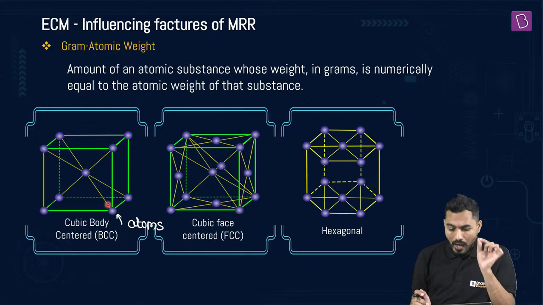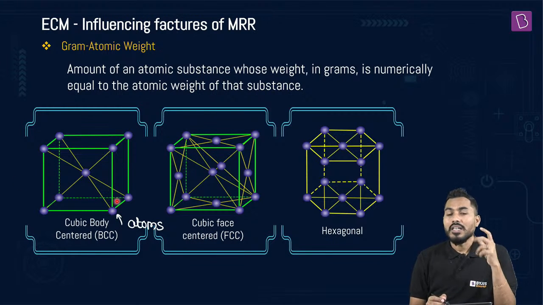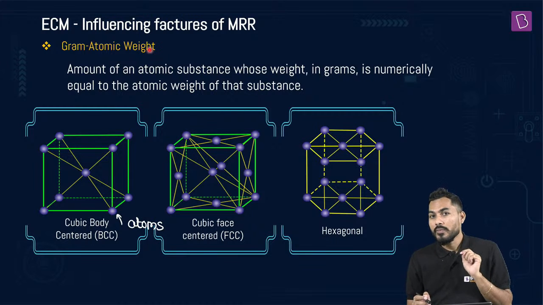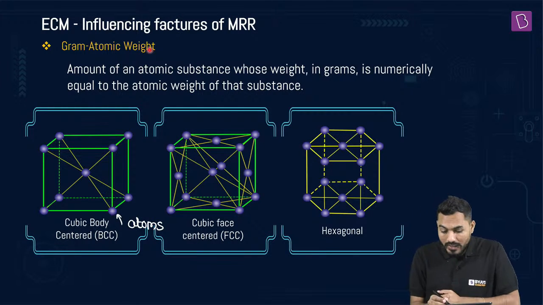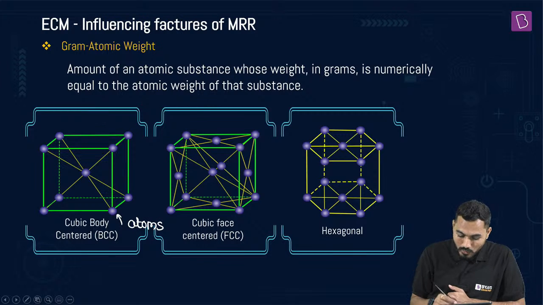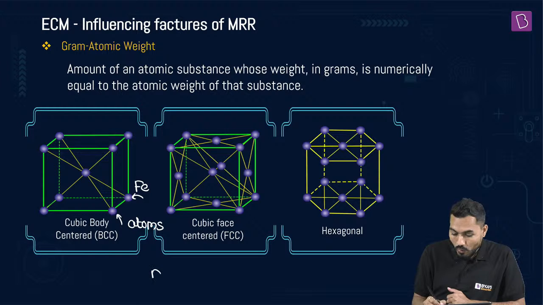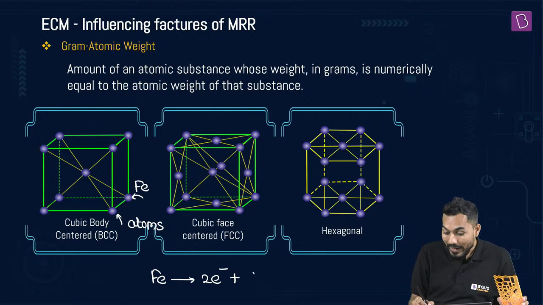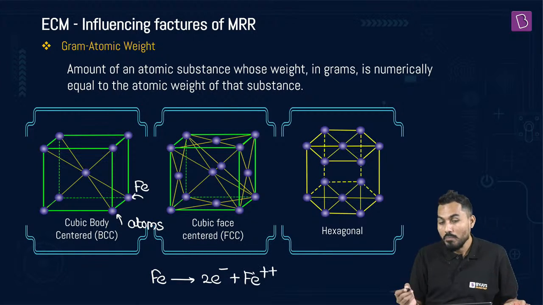So now, it's very simple: if in a material, in a cubic pattern, the number of atoms is more, naturally the gram atomic weight will be more. Because when I say ions are depleting, take this as an Fe atom. It will deplete or release 2 electrons from the outer energy orbit. And once it has released 2 electrons from the outer energy orbit, this atom releases itself as an Fe++ ion.